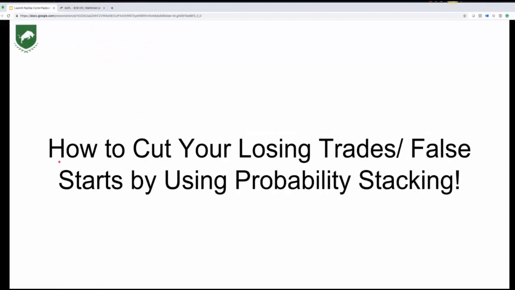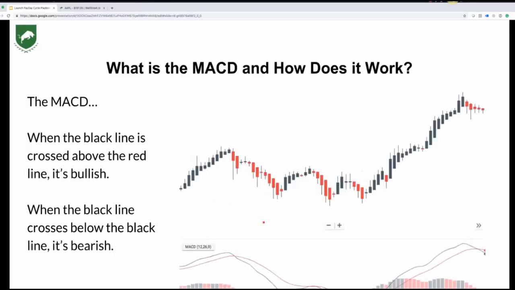And the main idea behind adding this secondary thing is this idea of probability stacking. Probability stacking is when you apply more than one indicator or a condition to your trade strategy to help cut out losing trades and improve the profitability of your strategy.